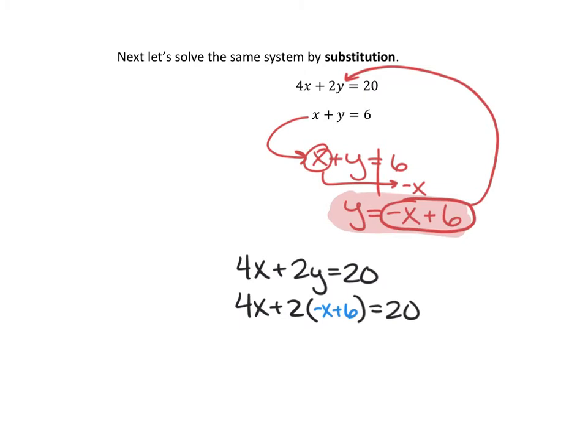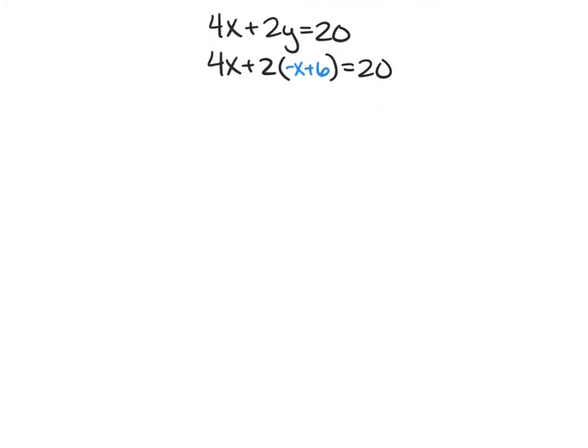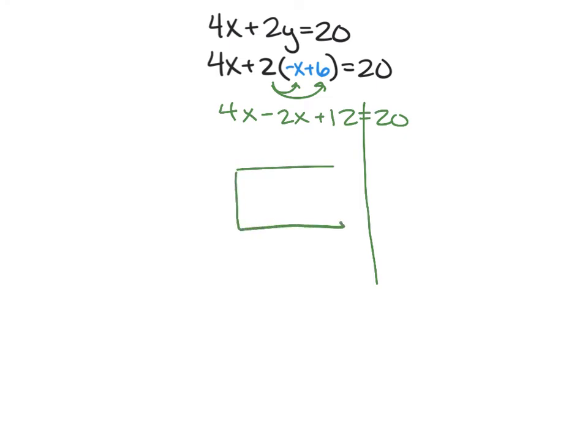Once I do the replacement step, or the substitution step, I have a single variable equation, which means I can solve like normal. We're going to start by distributing the coefficient of the parentheses so that I have 4x minus 2x plus 12 equal to 20. Don't let computation be the thing that messes you up. So if you need to grab a calculator on this part of the problem, please go ahead and do so.